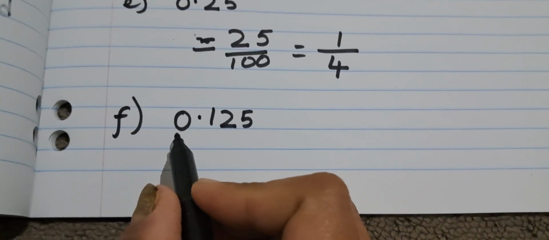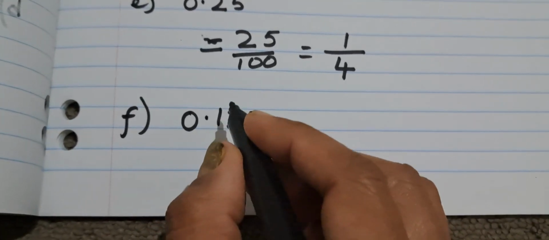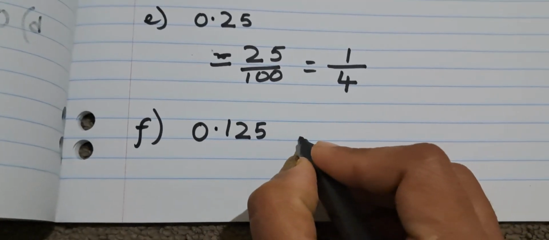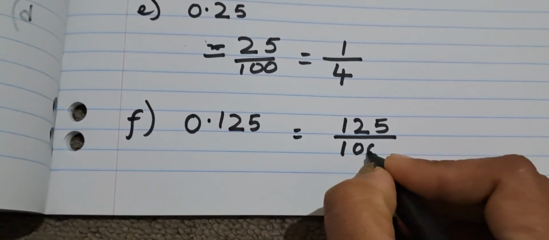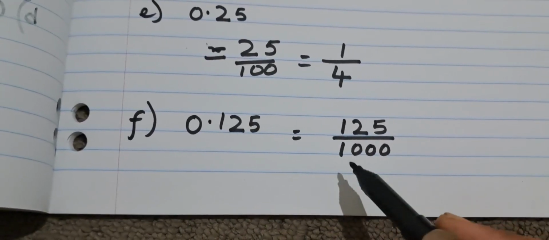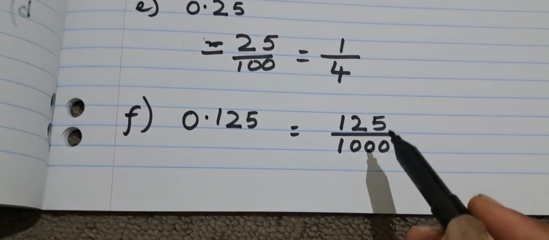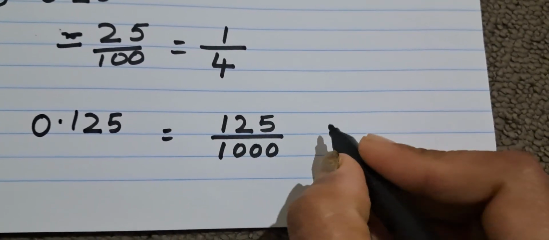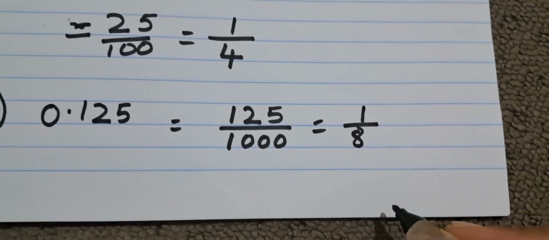Now let us see the next example, that is 0.125. Here you can see we have to shift the decimal point 3 places, that is 1, 2 and 3. So when we convert it into a fraction, it becomes 125 upon 1000 because we are shifting the decimal 3 places. We have to divide by 1000, that is, we write 3 zeros at the denominator. 125 upon 1000, when simplified, becomes 1 by 8 and that is the answer.